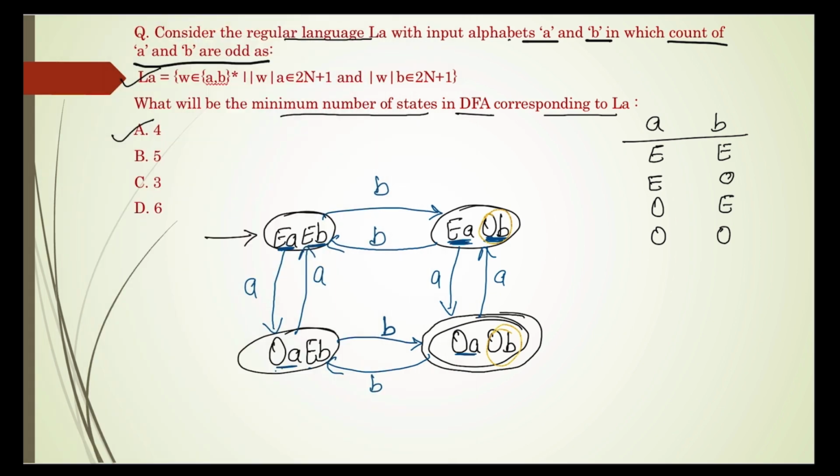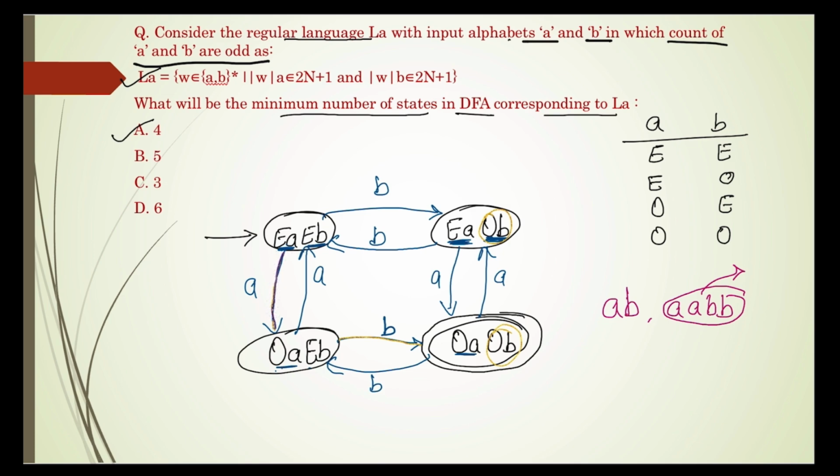Now we can take any string and then we can check. For example, both should be odd. So first we will check ab. So a, b. Yes, it is accepting. Next is aabb. We should not reach the final state because this string is not a part of our language.